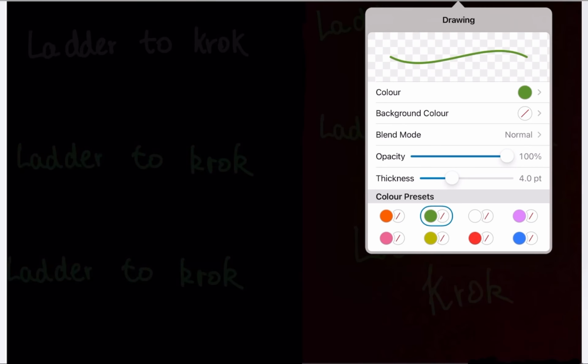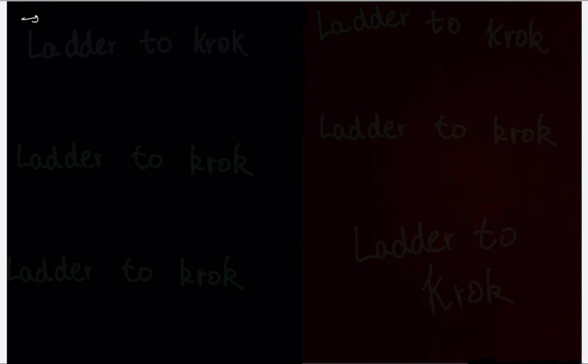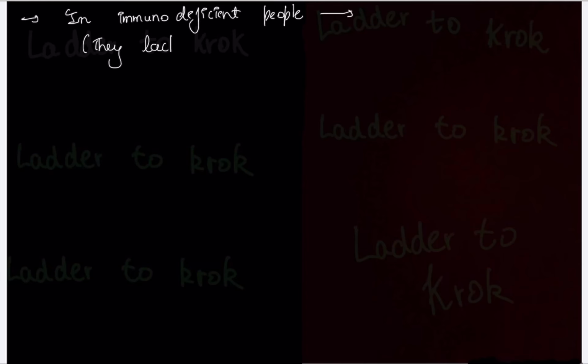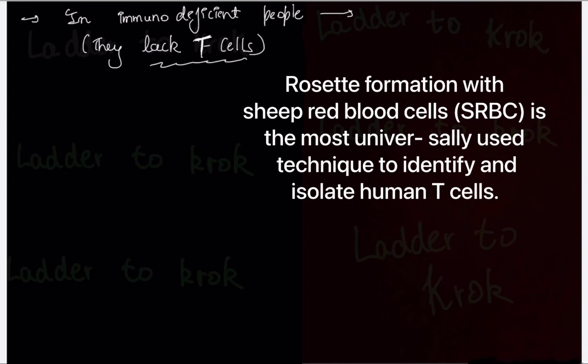Now our next point. Immunodeficient people lack what? They lack T cells. As you can correlate this with the HIV virus. Human immunodeficiency virus, HIV, causes AIDS and it attacks T cells. So you can relate with that. In immunodeficient people, they lack T cells, because of which their immune system is weak.